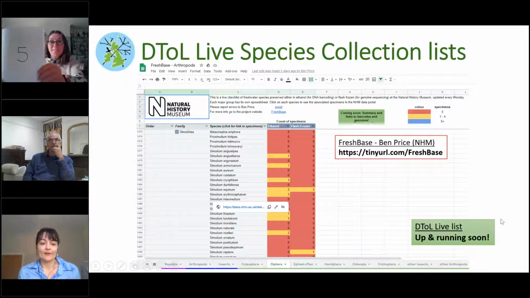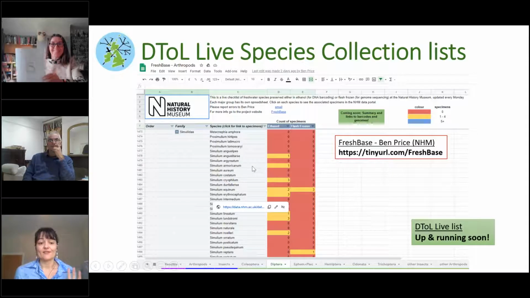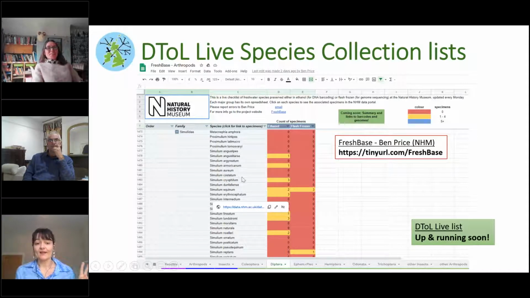It's a Google spreadsheet that is linked to the data portal, the NHM data portal. And every time something goes into the NHM, it automatically updates this, well, every Monday. And the nice thing is that each one of these species names, you can click on it and it takes you to the portal. You can see where it was collected, who collected, and all the other information that's captured. So it'd be really great to have something like this for the whole of Diptera and the whole DTOL project so that everyone knows exactly what's happening all the time.